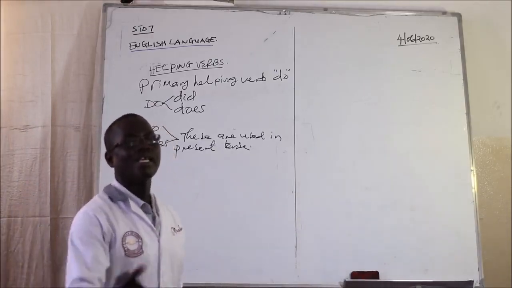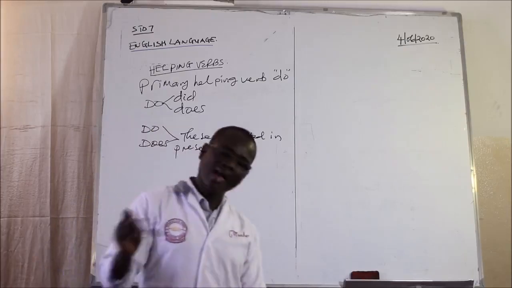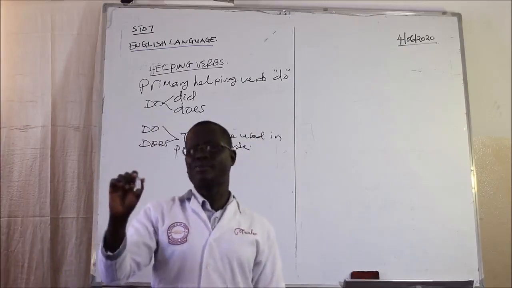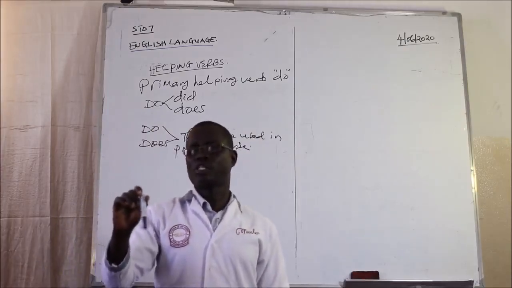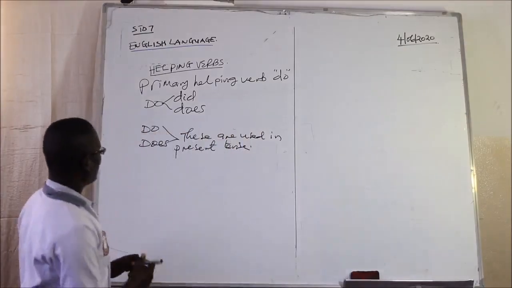For example, did he come to school yesterday? Now that he is the subject of the sentence, because it's representing a person expected to be doing an action. Therefore, let us begin with the do.